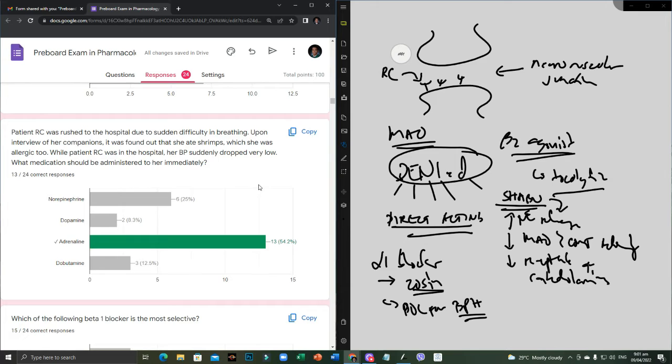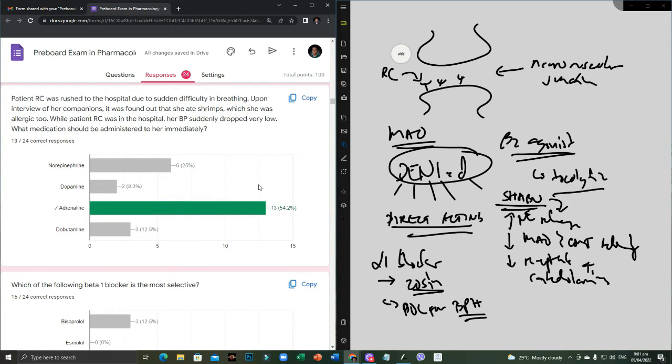Next question. Patient RC was rushed to the hospital due to sudden difficulty in breathing. Upon interview of her companions, it was found out that she ate shrimps, which she was allergic to. So the keyword here is that the patient was allergic. While patient RC was in the hospital, her BP suddenly dropped very low. What medication should be administered to her immediately? Very good. If a patient is experiencing anaphylactic reactions, such as sudden drop in BP and difficulty in breathing, the drug of choice would be, of course, epinephrine.